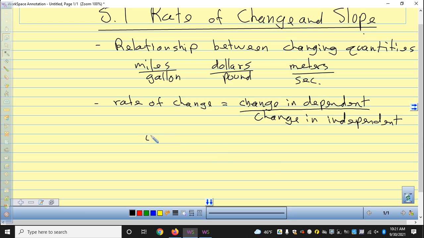Usually, because we like to use x's and y's, we're going to say the ROC, rate of change, is the change in y divided by the change in x. That's usually how we're going to describe rate of change.